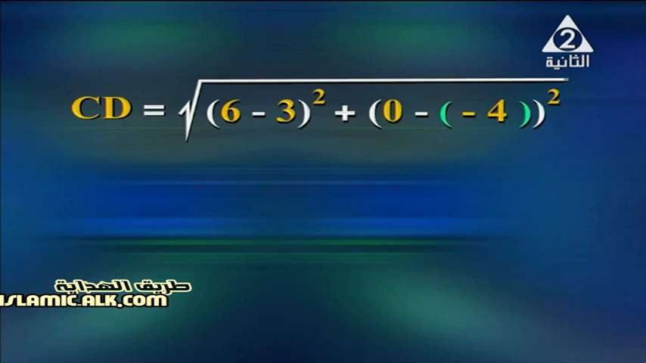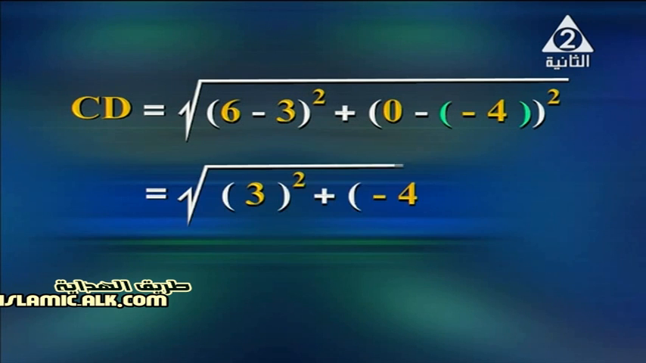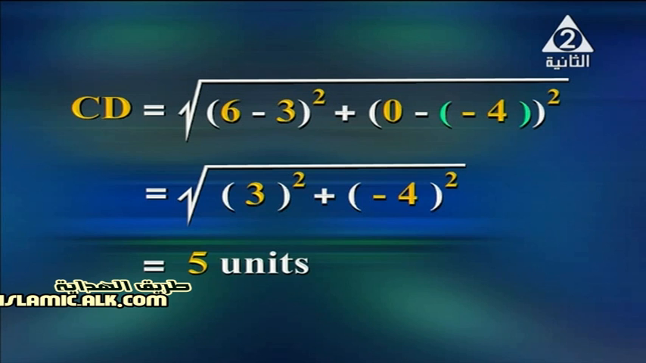It is square root of (6 minus 3) squared plus (0 minus negative 4) squared, to obtain a result of square root of 3 squared plus negative 4 squared, which equals 5 units. What about the length of AD?